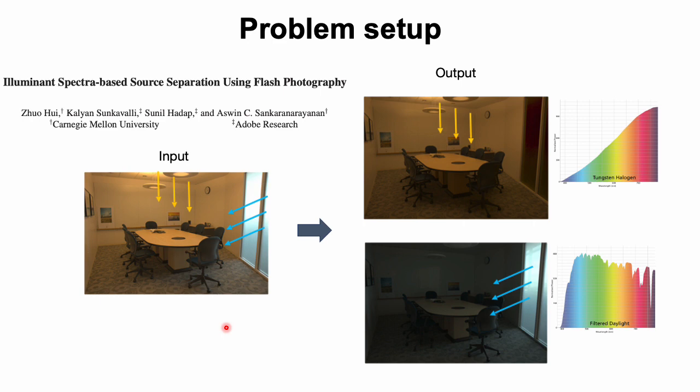Separating and manipulating these illuminants in post-process can be used to support various applications like white balancing, light editing, and RGB photometric stereo. In this project, we aim to implement and evaluate methods presented by Hui et al. to solve this problem.